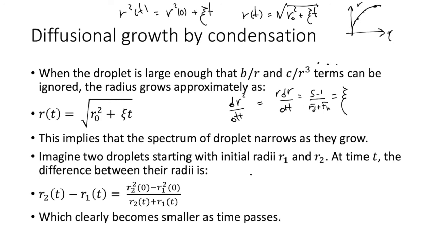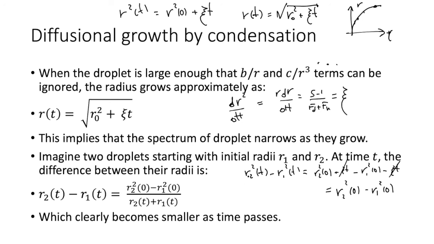If you don't believe me, well, let's just take r2 squared. Let's say that 1 and 2 are two particles. r2 squared as a function of t minus r1 squared as a function of t. This would be r20 squared plus psi t minus r10 squared minus psi t. The psi t's simplify, and so this is r20 squared minus r10 squared. This is pretty intuitive.